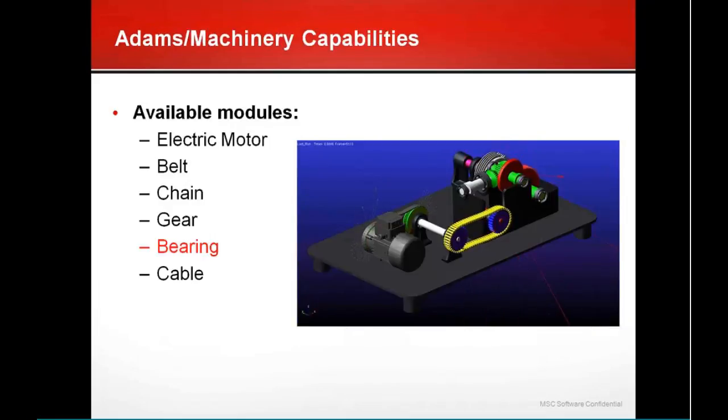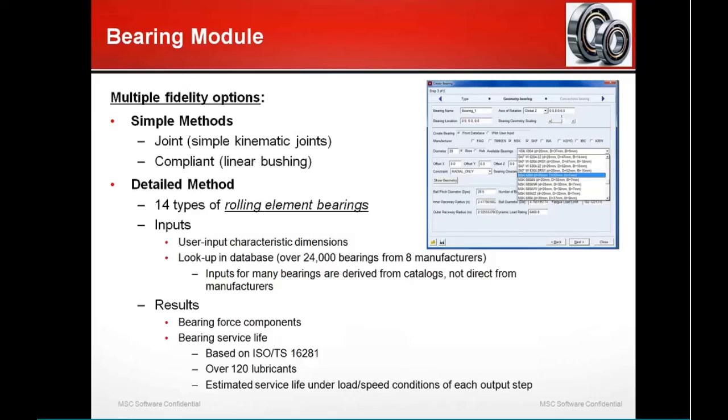Moving forward onto the bearing module. Again, you'll notice a recurring theme here, multiple fidelity options for the bearing module. We've got some very simple methods to represent the bearing as kinematic joints or linear bushings. We've got a detailed method that's very interesting, which allows us to have a detailed model of rolling element bearings. So 14 different types of rolling element bearings, really families of rolling element bearings within the broader groups of your ball bearing, tapered roller bearings, cylindrical and spherical roller bearings. So the major 5 families or groupings of rolling element bearings, and we've got 14 different subtypes of that captured here.